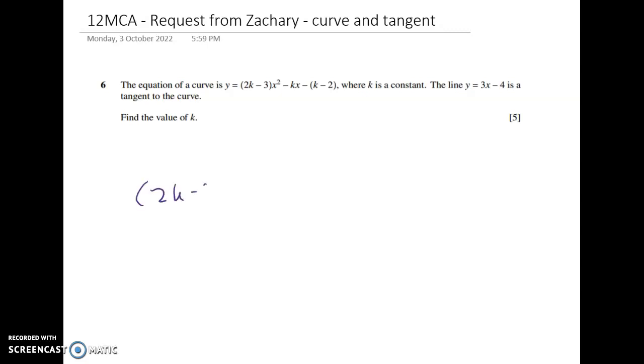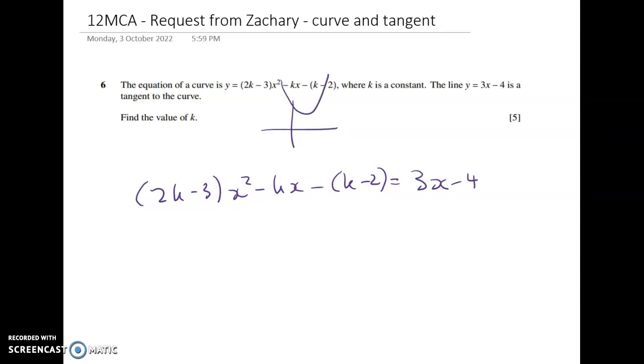So the curve is (2k minus 3)x squared minus (k)x minus (k minus 2). And we want to know when that will be equal to 3x minus 4, right? Because the whole point about something being tangent to something is that this point of tangency will be on both the line and on the curve. So all I've got to do now is turn this into a quadratic, and I'm going to do that reasonably carefully. So (2k minus 3)x squared minus kx minus 3x minus k plus 2 plus 4 equals 0.